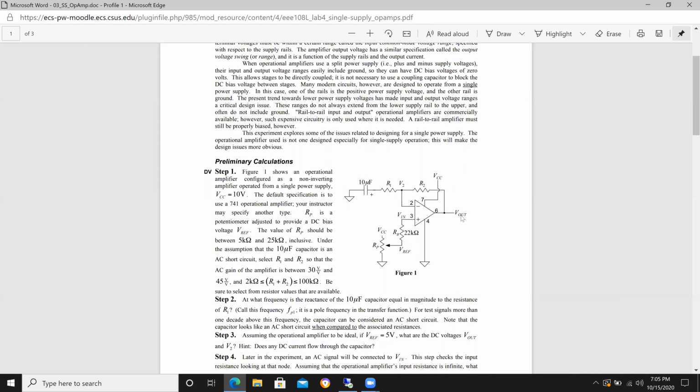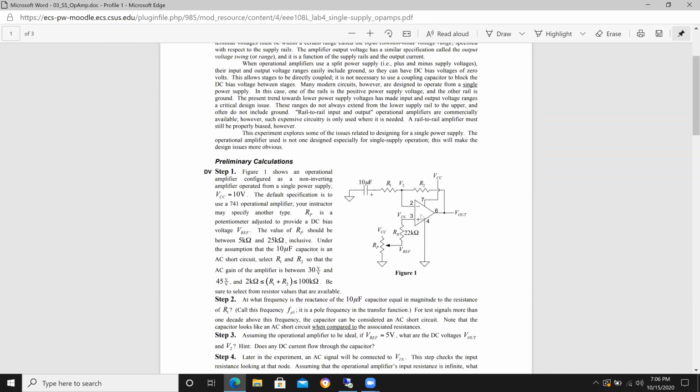So in order to get V out to equal 2.5, VREF has to be 2.5 divided by your gain. So 2.5 divided by 45. That's going to be a really low number, right? I mean, we're talking maybe like 100, 150 millivolts, somewhere around there. Chances are it's not going to work.